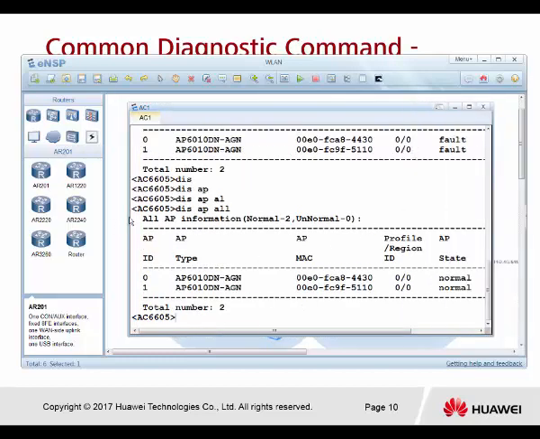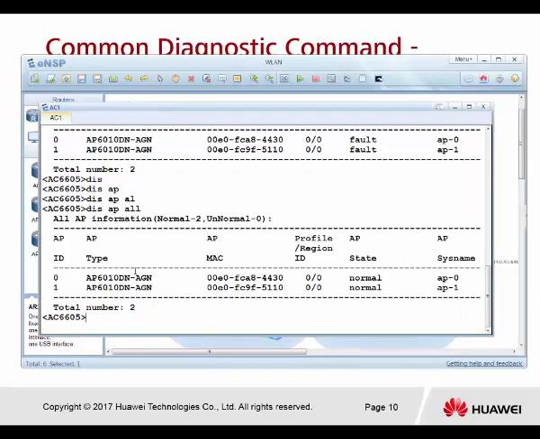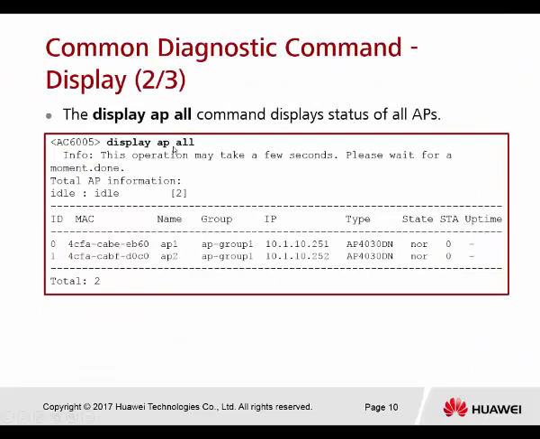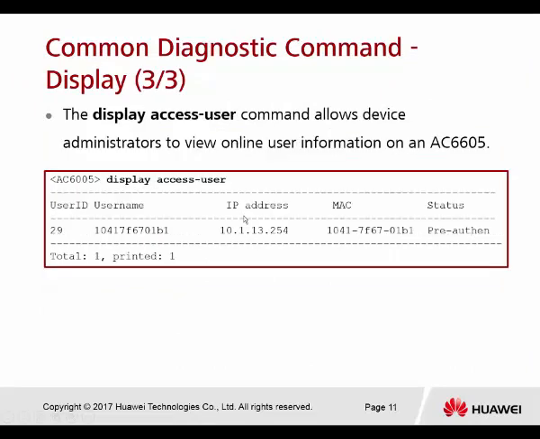Okay, like this. Let me expand it a little bit. So I have 2 APs connected, and this is the MAC address. You notice the state right now, both are normal. So we can always use the display ap all command to verify whether the APs are in good condition. The next one, we can use the display access-user command to check how many access users are actually connected. When no user is connected, of course you won't see anything.